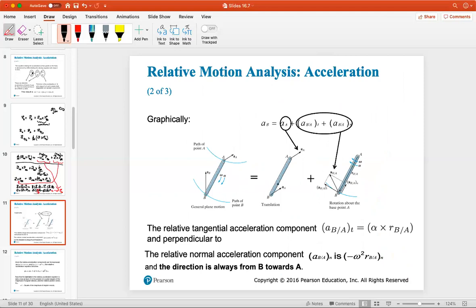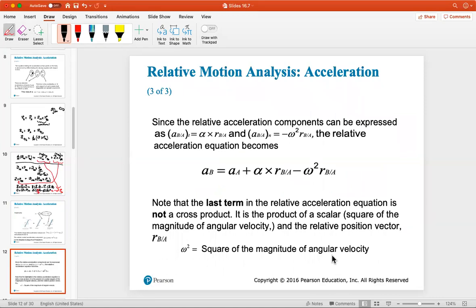So this is graphically what they're trying to indicate. Just like you could break velocities down into an absolute velocity and a rotation, now it's going to be an absolute acceleration plus the types of accelerations you get for rotations, tangent and normal components. Hopefully that all makes sense and hangs together for you. They're really just saying in words what I derived.